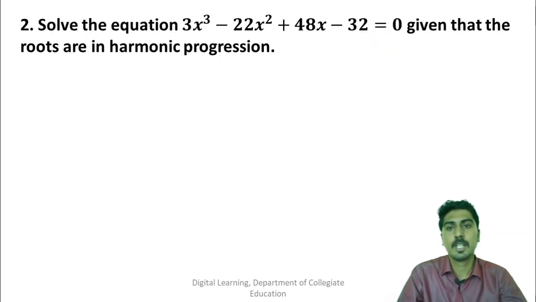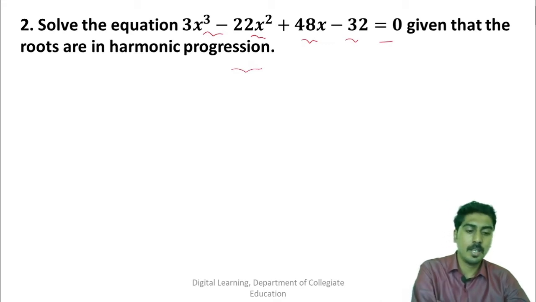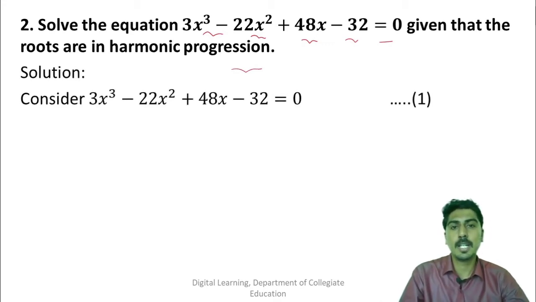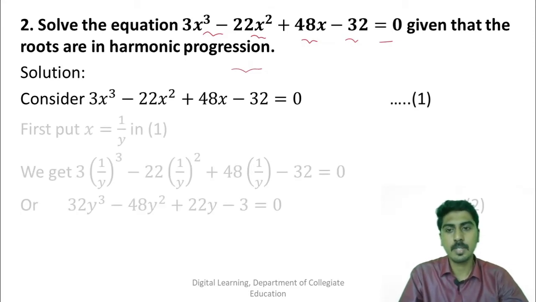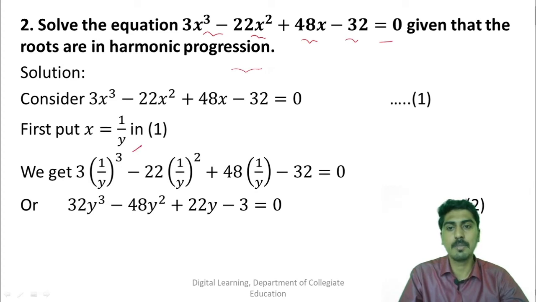The next problem, solve the equation 3x cube minus 22x square plus 48x minus 32 equal to 0, given that the roots are in harmonic progression. First, let me transform this equation to an equation whose roots are reciprocal of the roots of this equation. I substitute x equal to 1 by y in this equation. I get the transformed equation as 32y cube minus 48y square plus 22y minus 3 equal to 0.